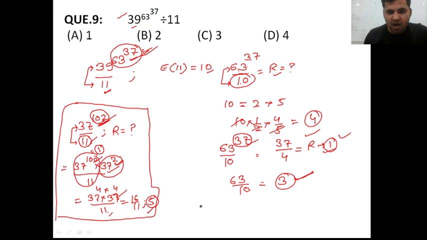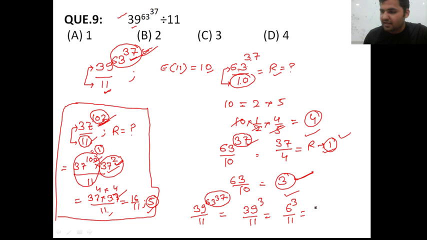So this question can now be written as 39 power 63 power 37 divided by 11. Now this when divided by 10 gives you a remainder of 3. So therefore this can be written as 39 power 3 upon 11. Right? So now 39 when divided by 11 gives you a remainder of 6. So 6 power 3 by 11, and 6 power 3 is what?